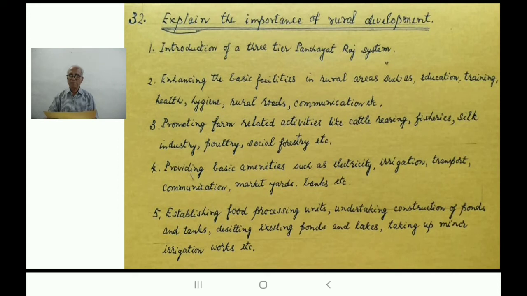Third one, promoting farm-related activities. You have to work at the village level and the taluk level or at the district level to see that problems are overcome and you are in a position to realize progress. Cattle rearing, fisheries, silk industry, poultry, social forestry. A few examples are given. There's a long list of all these.